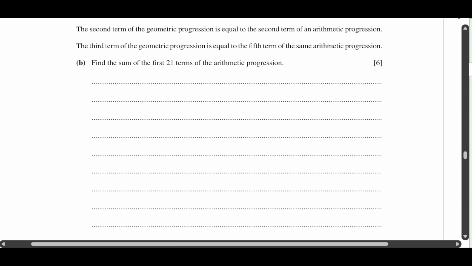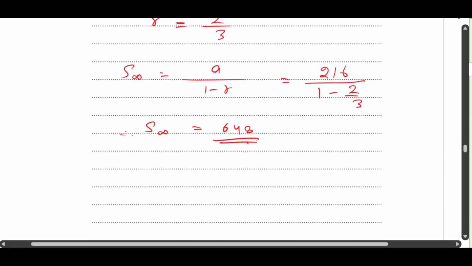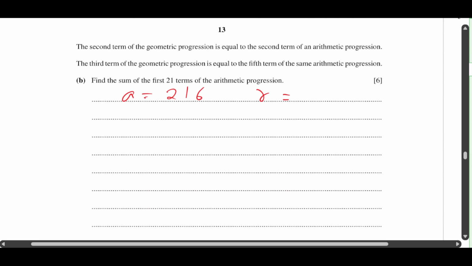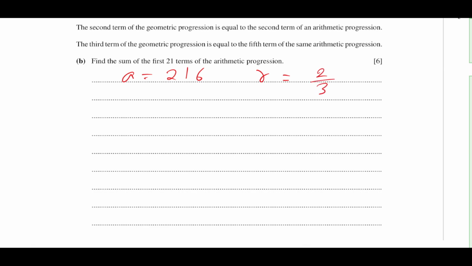The second term of the geometric progression is equal to the second term of the arithmetic progression. The third term of geometric progression is equal to the fifth term of the same arithmetic progression. Find the sum of first 21 terms of the arithmetic progression. So here, now we get A is equal to 216 and we get R is equal to 2 by 3. Value of R we get is 2 divided by 3. R is 2 by 3. Right. Now the second term of the geometric progression, so A2 will be 216 into R.